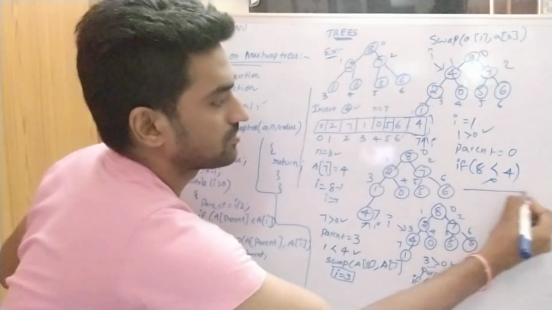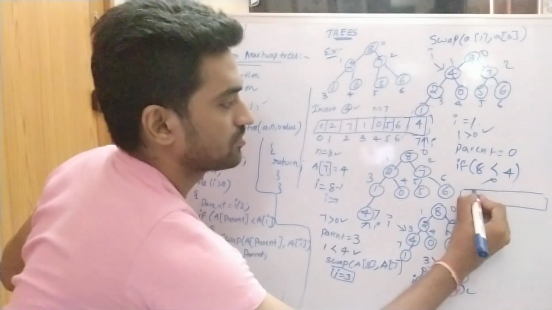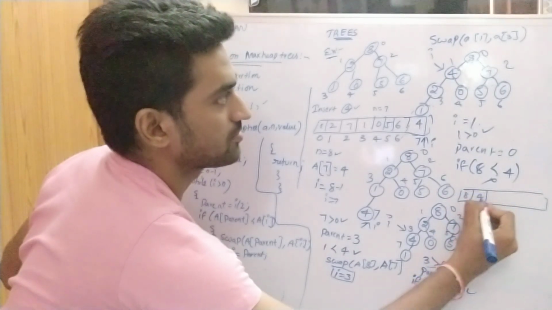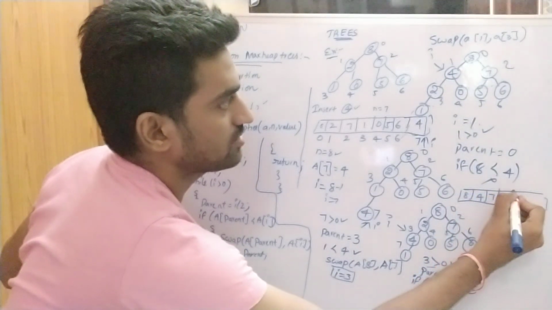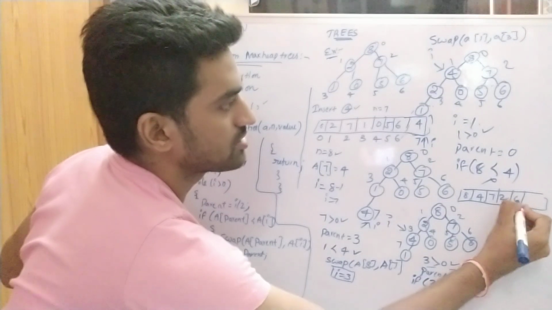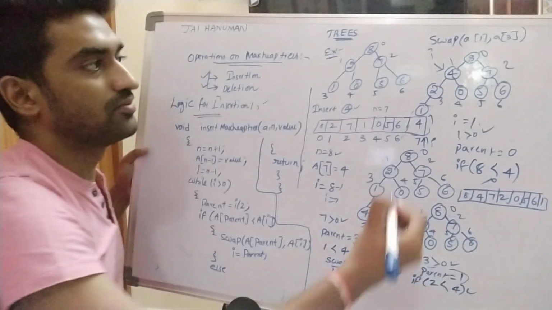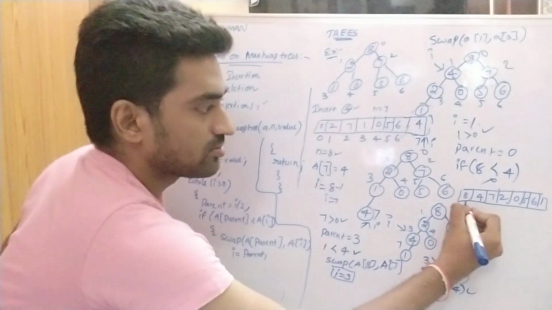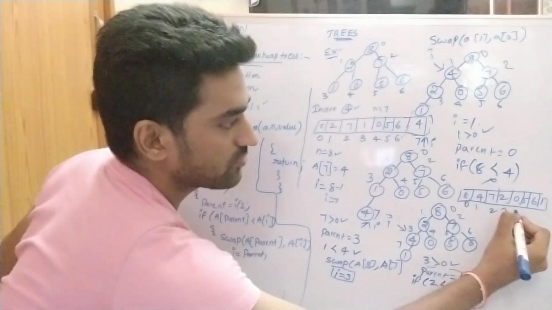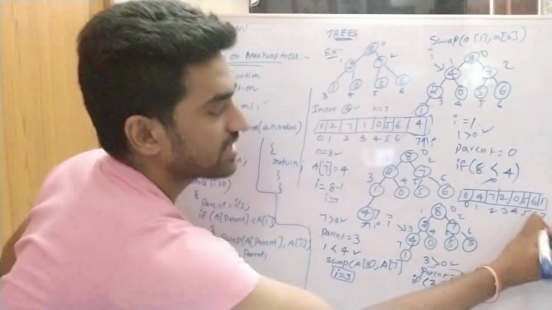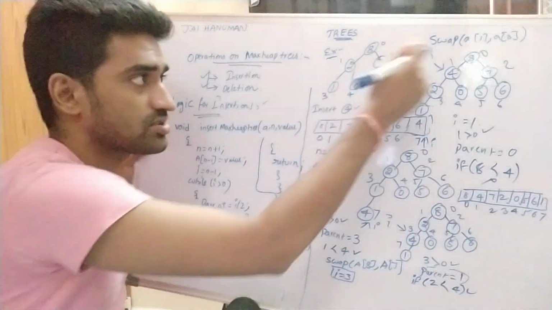8, 4, 7, 2, 0, 5, 6, 1. Now this tree satisfies the max heap tree property after insertion of 4.